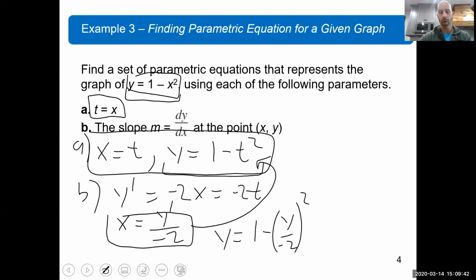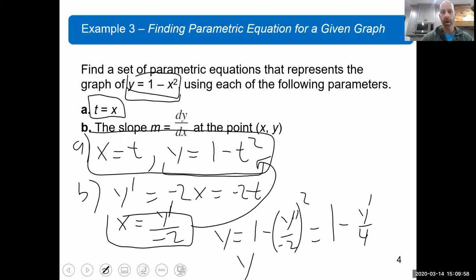Oh, I'm sorry, not y. I think that was supposed to be y prime. This is y prime here, guys. I am so sorry. That's y prime, and my finger's kind of big there. So that's going to give us 1 minus y prime over 4, squared.